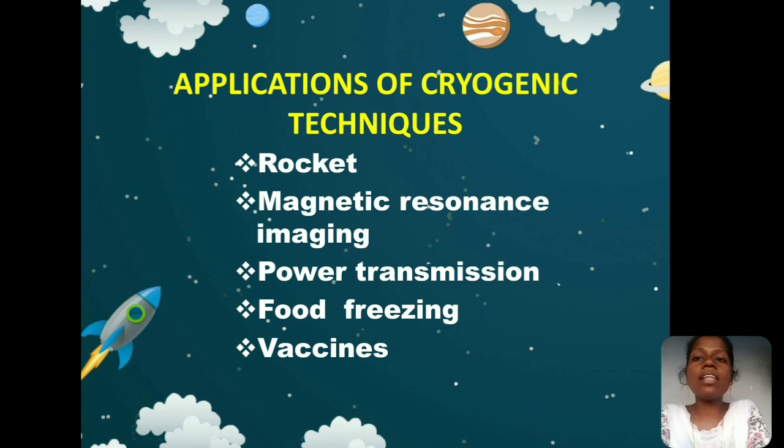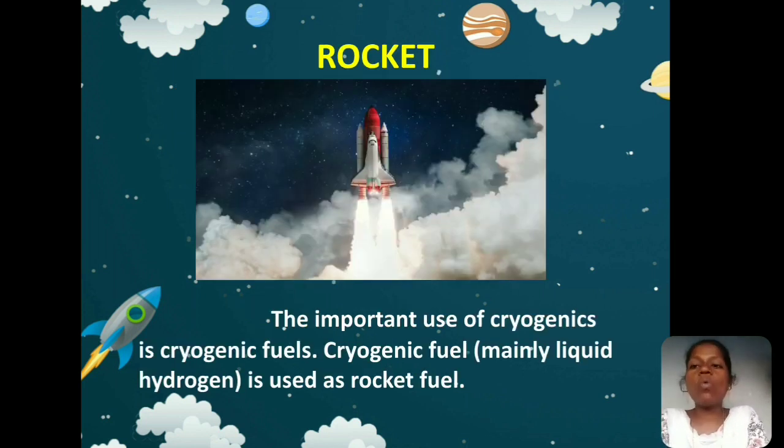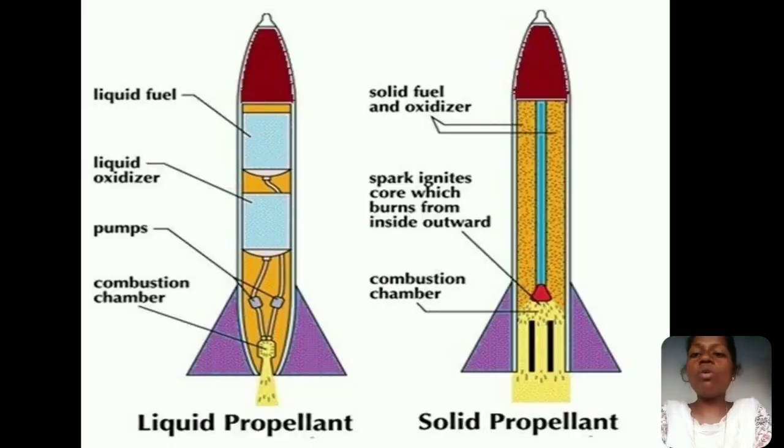Then what are the applications of cryogenic techniques? They are rockets, MRI (magnetic resonance imaging), power transmission, food freezing, and vaccines. What is the application in rockets? Through cryogenics, most rocket fuels are used. So the importance of cryogenics is cryogenic fuel. Mainly liquid nitrogen is used as a rocket fuel. Apart from liquid and solid propellants, we mostly use liquid propellant, which is the more beneficial one.